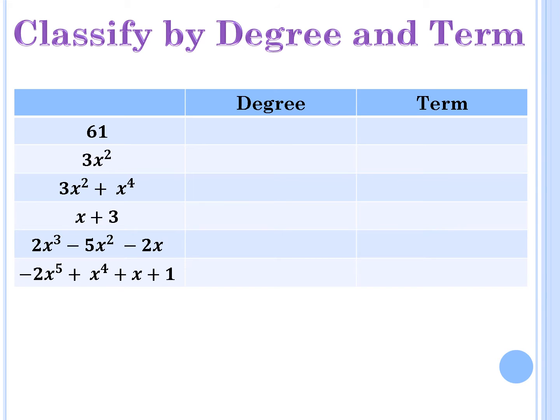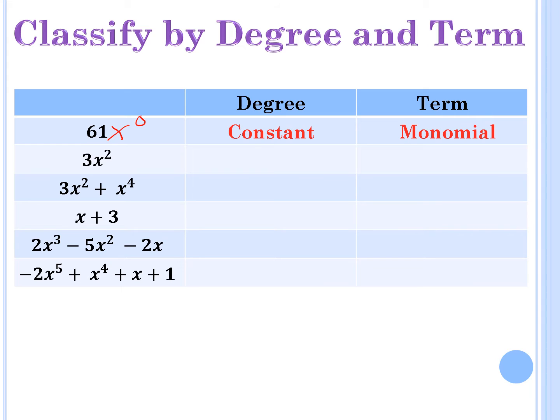All right, welcome back. Let's look at our first one, 61. So to classify that by degree, remember it's the biggest exponent on your variable. Well, I don't have a variable. I mean, I do, but I don't, because really if there is no variable, that's like having x to the 0th power. So x to the 0th power or no variable, that means it's a constant. Now, when we look at terms, there are no addition or subtraction symbols, so that's just one term, so that is a monomial.